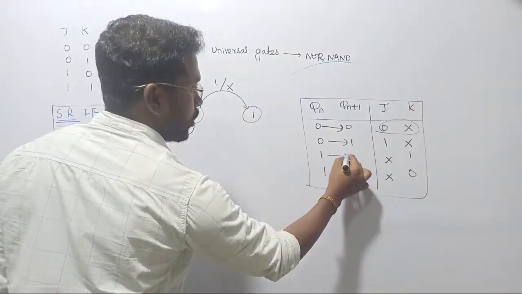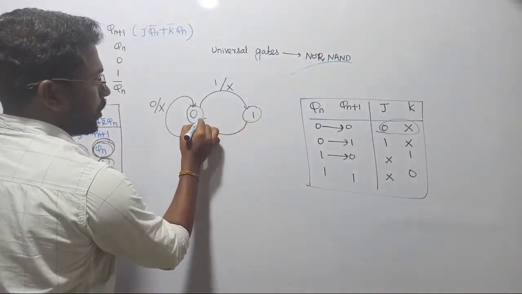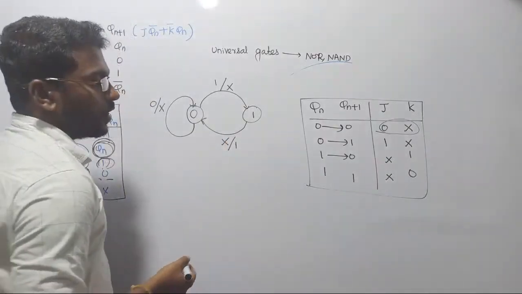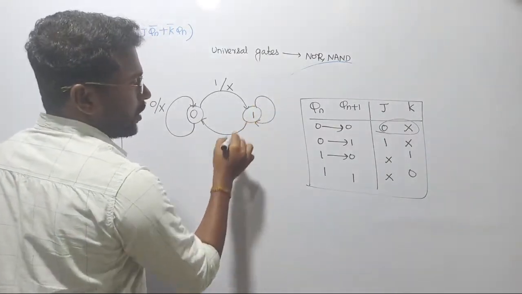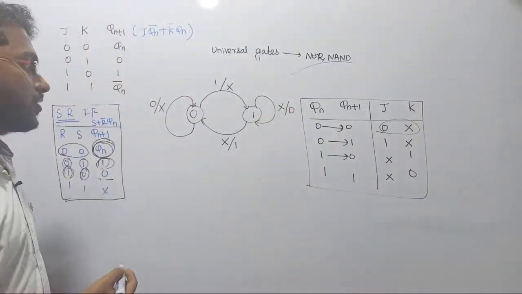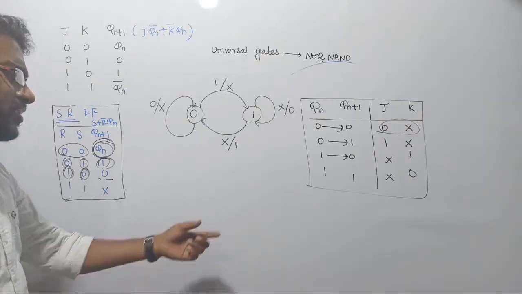Now while going from 1 to 0, this is 1 and this is 0. Its corresponding possible inputs: for J we are giving X, for K we are giving 1. Next, while going from 1 to 1, its possible inputs: for J we are giving X, for K we are giving 0. Clear? This is all about the state diagram. Of course, this is all about the JK flip-flop.